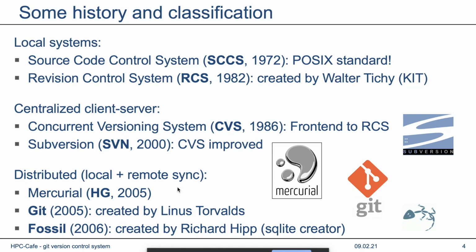Mercurial, in the beginning, was a real contender to Git, so both had roughly the same popularity. Nowadays, Mercurial is not that widely used anymore. The only major user I know is Facebook. As far as I know, internally at Facebook, everything is done with Mercurial.